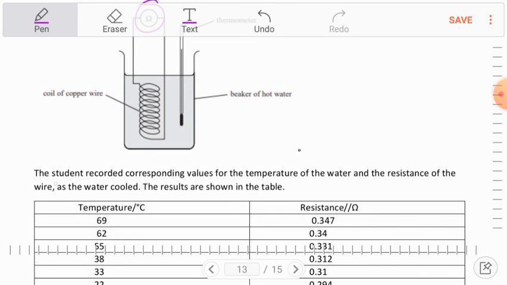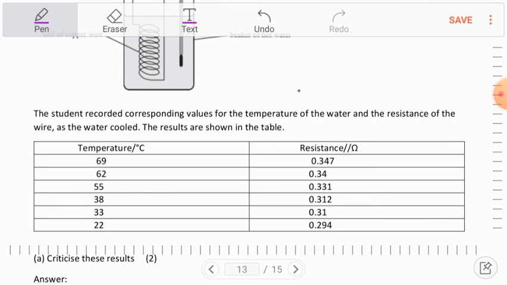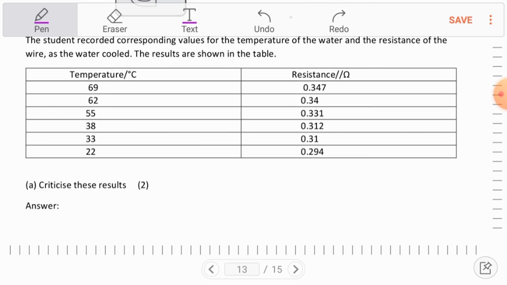So here the student recorded corresponding values for the temperature of the water and the resistance of the wire as the water cooled. The results are shown in the table. So there is a table of 2 columns, one of temperature and the other of resistance. In part A, it wants us to criticize these results. In order to criticize these results, we first look at the number of decimal places used in both columns, and the consistency.